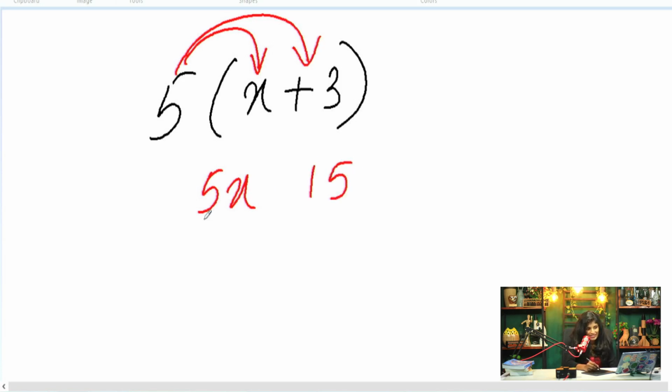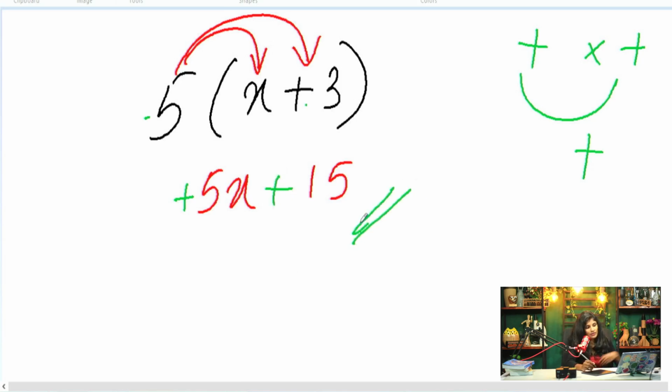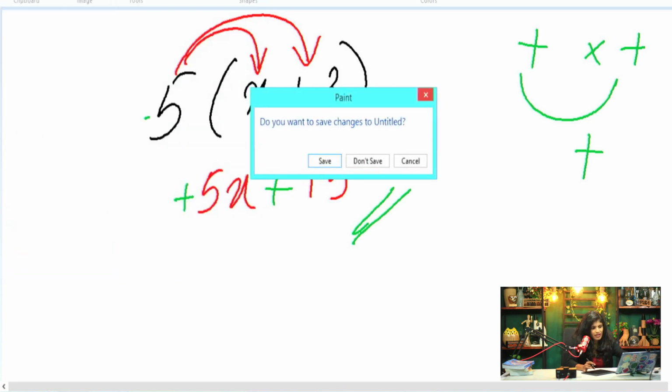Now I am going to explain how to put the symbols. 5 and x both are positive, no? So when we multiply a positive number by another positive number, the answer is also positive. So here it is positive. And 5 and 3 is 15, no? 5 is again positive, 3 is positive, so the answer is positive. This is it. So I will tell you a negative value also.